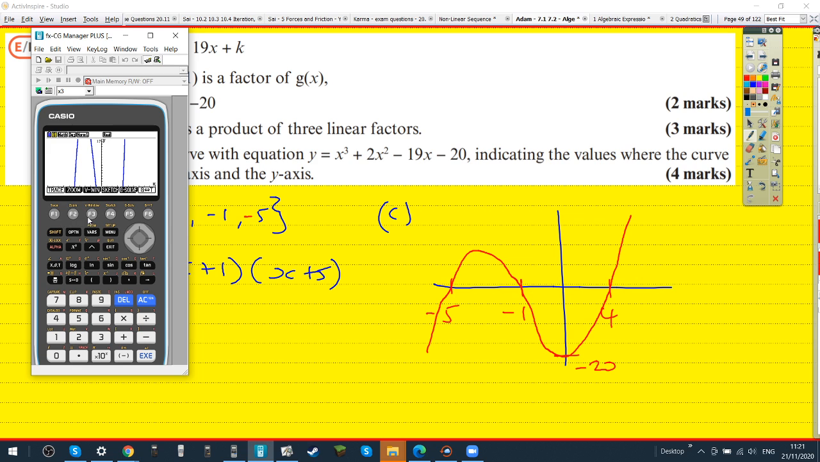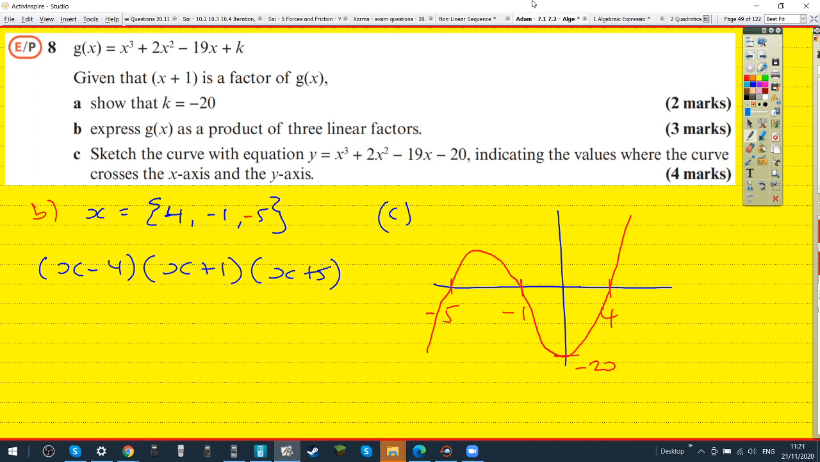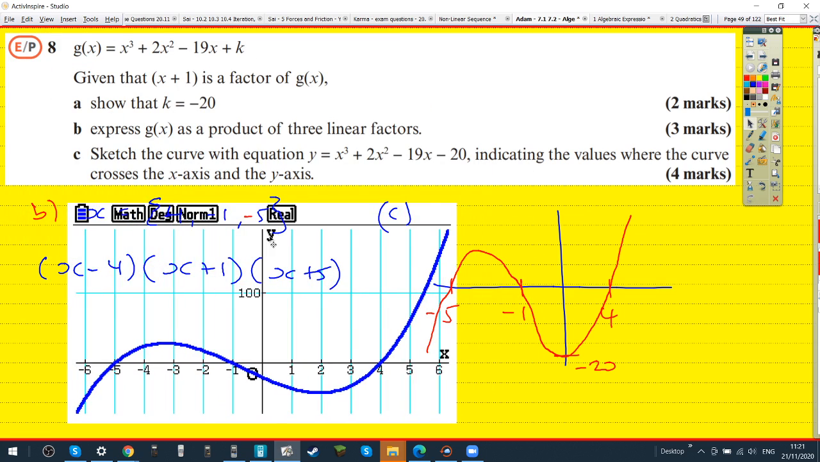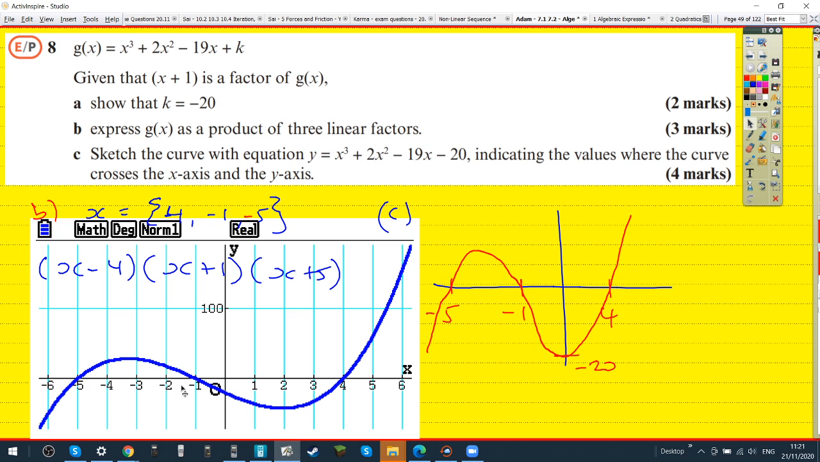Shift view window initial. Ooh, that's worse. Shift zoom auto. Hey, that's not bad. Yeah, grand. And so you can get it that way. Let me copy that, paste it. Hey, there we go. Cool. And we can see it crosses at minus 5, minus 1, 4.